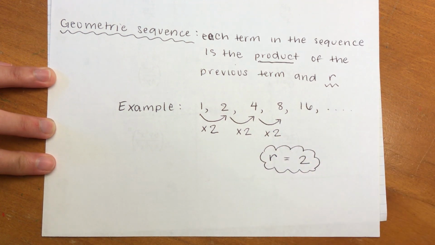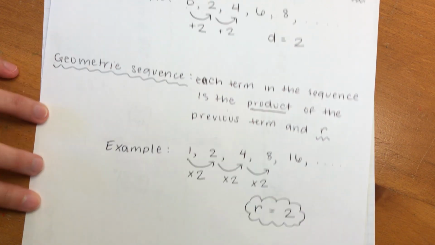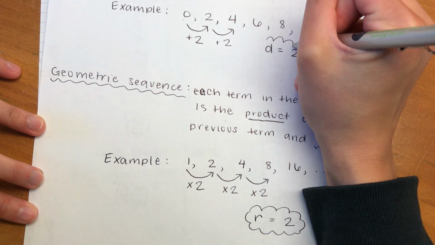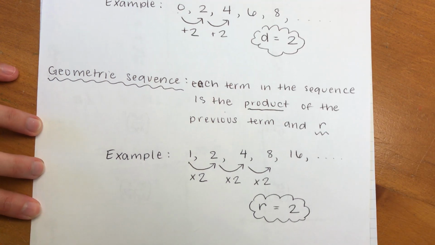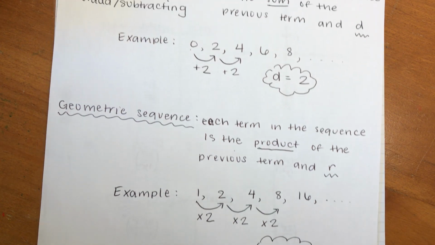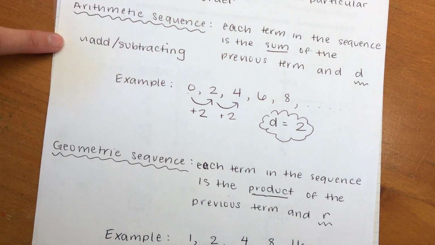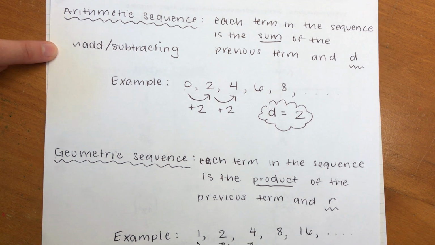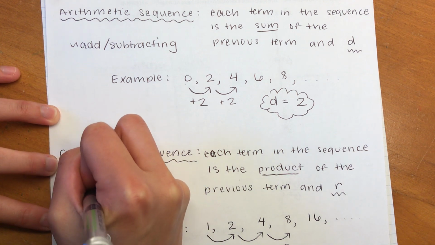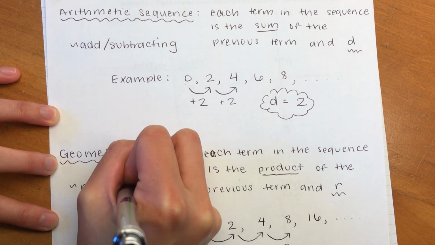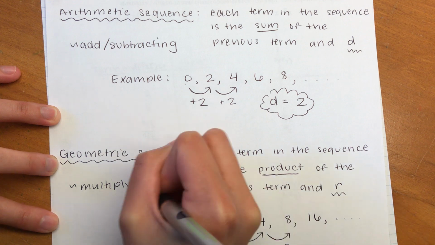For a geometric sequence, we have an R value. Maybe put a cloud around our D value up here too. Now, when we have an arithmetic sequence, we're adding and subtracting. But when we have a geometric sequence, we are multiplying or dividing.